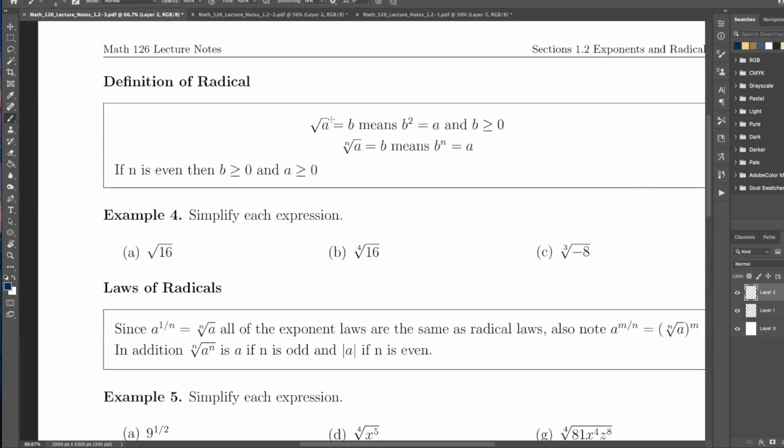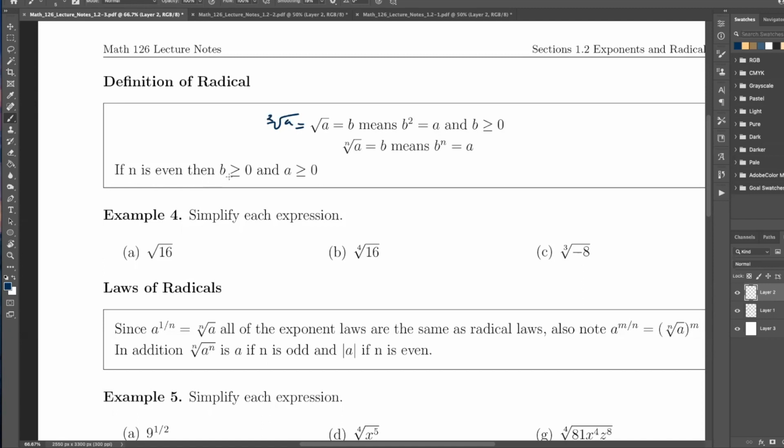All right, definition of radical. So the square root of a is equal to b, that means b squared is equal to a, where b is greater than 0. And then you can have nth roots. So this is technically a second root, right? So I could have third roots, fourth roots. That means b to the n equals a.